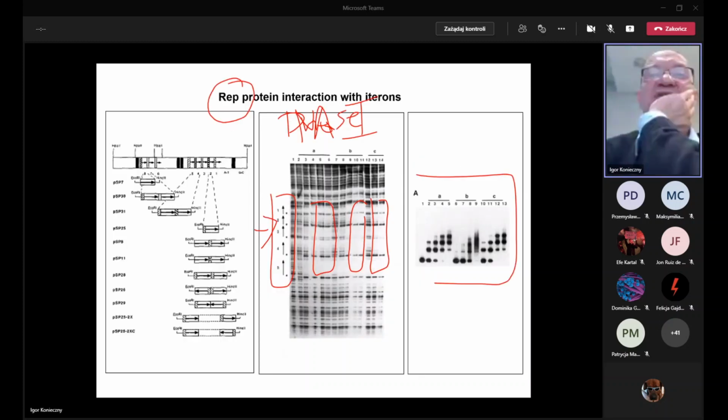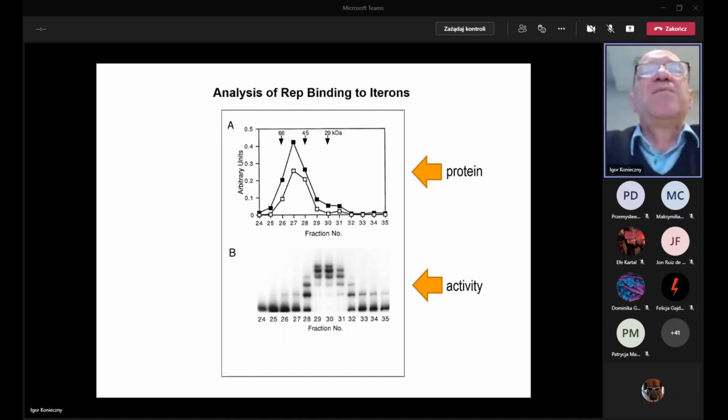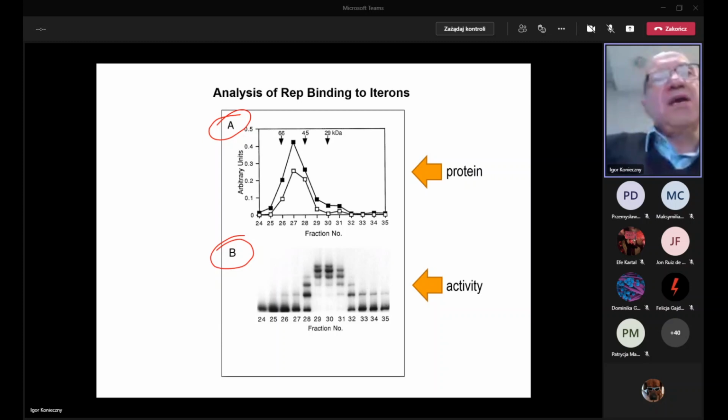And then this is just gel retardation, or electromobility shift assay, showing the interaction of replication initiator with directed repeats. But when you do a specific experiment which consists of 2 different steps, the first step is size exclusion chromatography. So you are taking a sample with a replication initiator, and you do size exclusion chromatography. You select the fractions based on the size of the protein inside, and then you take those fractions and you do gel retardation. So you add the DNA and you test the activity for binding.